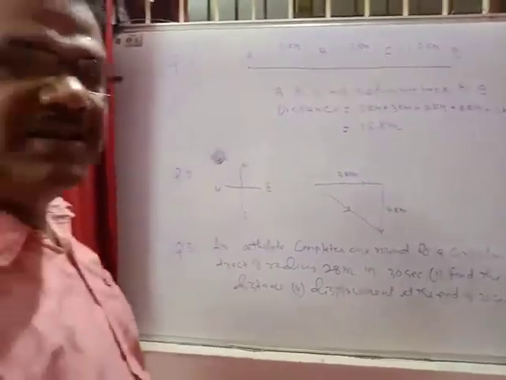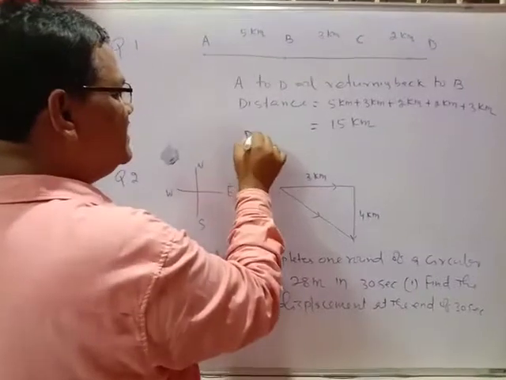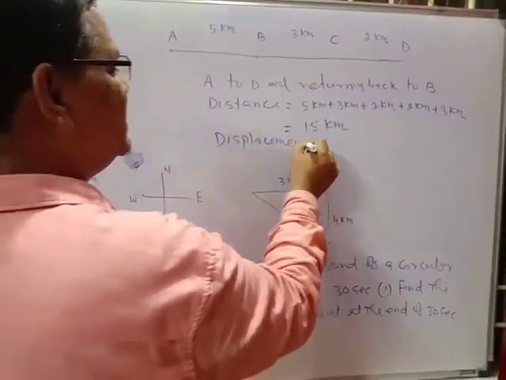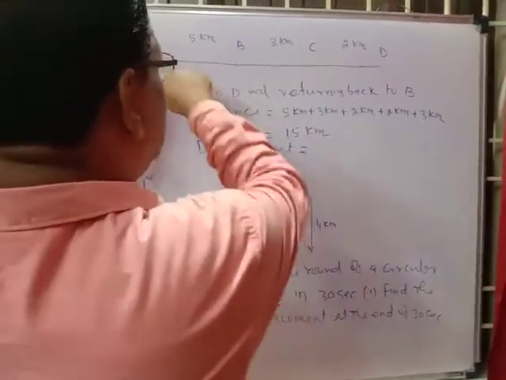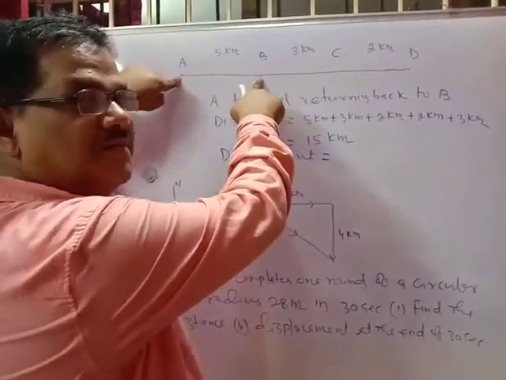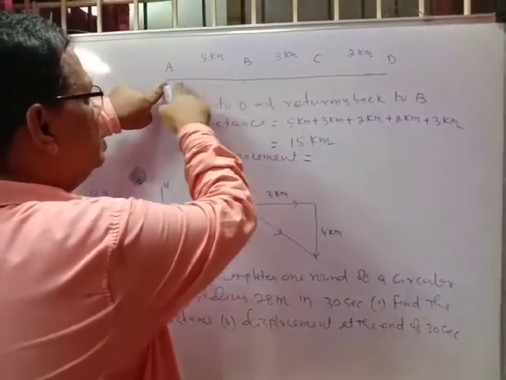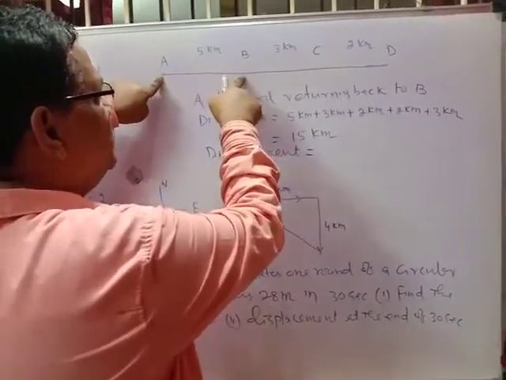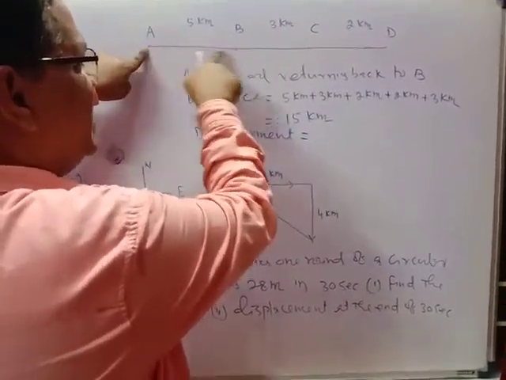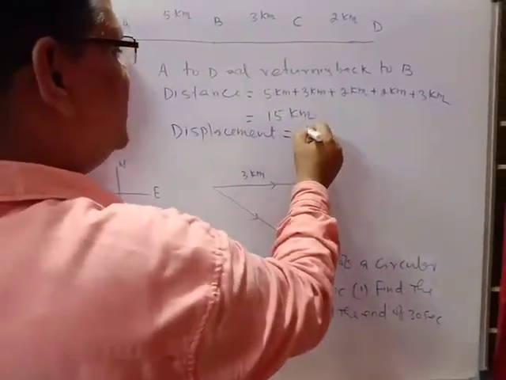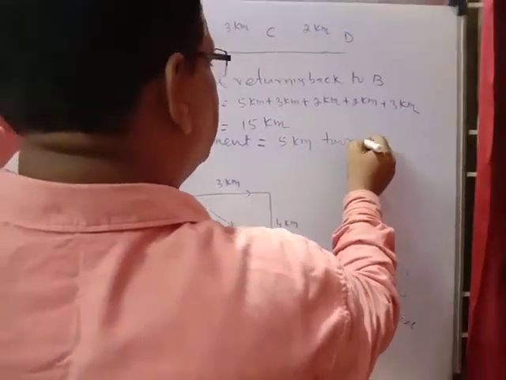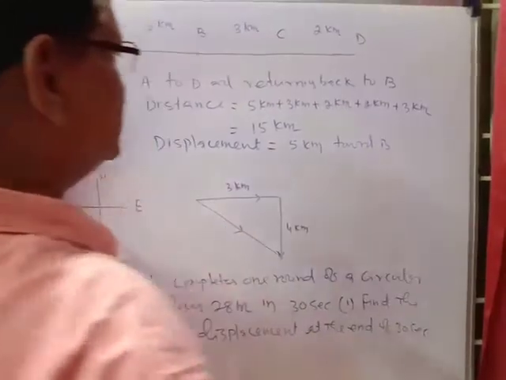If you talk about the displacement, the initial position was at A and the final position of the man is B. The displacement will be equal to A to B only, initial to final position. The line will be connected from A to B, that is equal to 5 km towards B. That is giving you the direction.